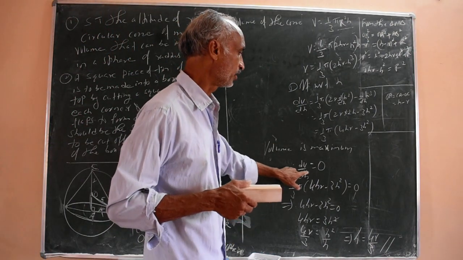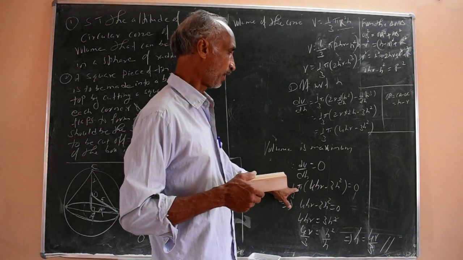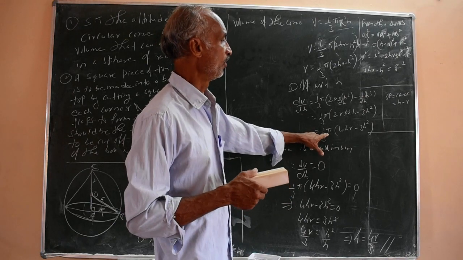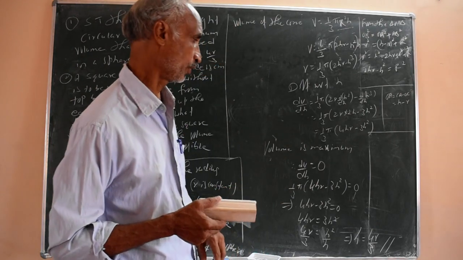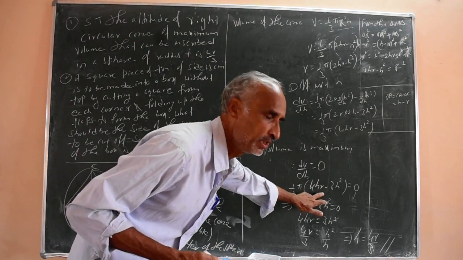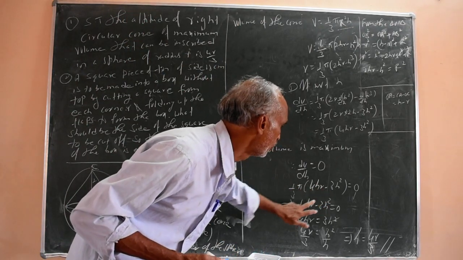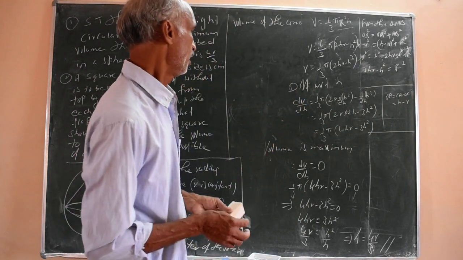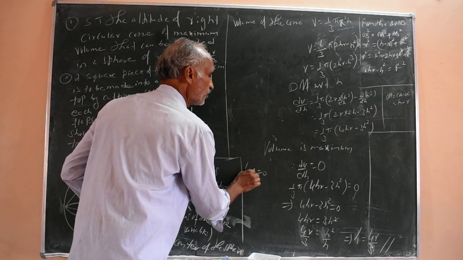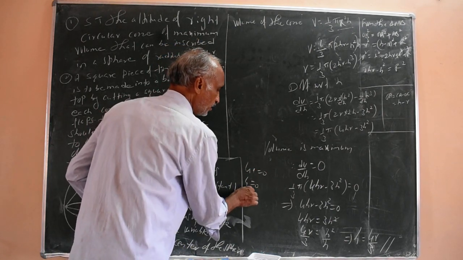Therefore, dv by dh is 0. So 1 by 3 pi into (4hr minus 3h square) is equal to 0. A into b is 0 means either a is 0 or b is 0. Therefore, 1 by 3 pi equals 0 is not possible because it is a constant. 4 into x is 0 implies 4 is 0, which is absurd, so x is equal to 0.